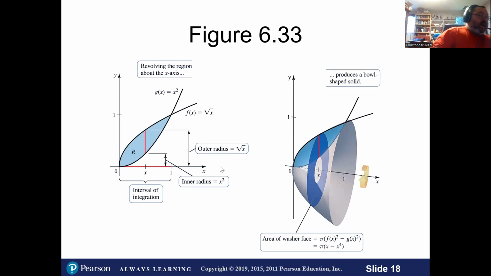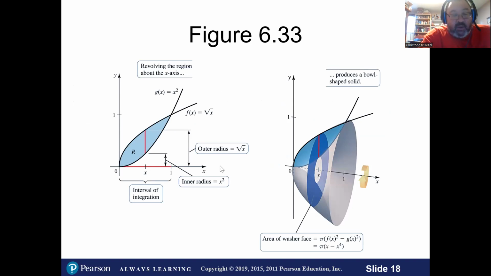Okay, so let's do an example here. We'll look at the region bounded by the curves f of x equals the square root of x. The lower curve, in this case, is g of x equals x squared, from x equals 0 to x equals 1.